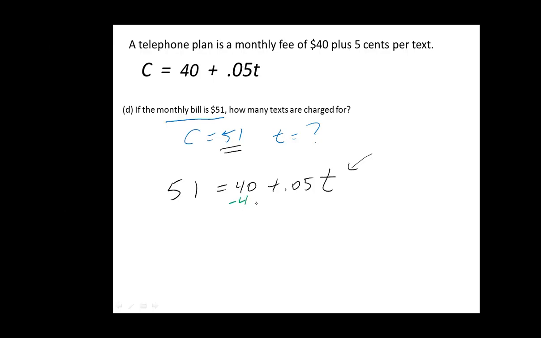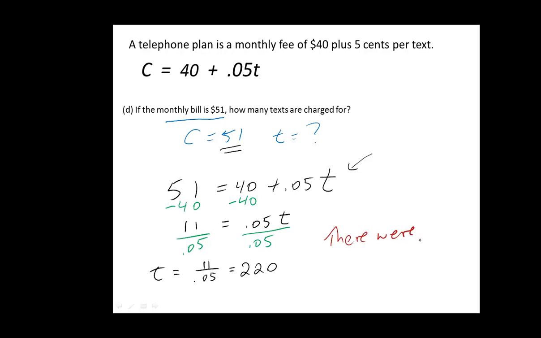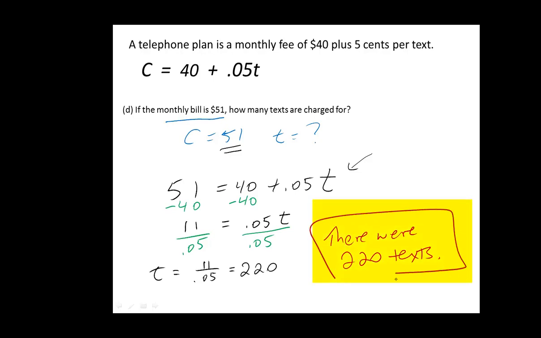Solving for t, I'm going to subtract 40 or add negative 40 to both sides. 11 equals 0.05 t. Continuing, I'm going to divide both sides by 0.05 in order to get t by itself. Here I'm getting t equals, well, that's 11 divided by 0.05. That comes out to be 220. Again, this is a word problem. I want to write my answer in a sentence. We're going to say there were 220 texts. And there's my answer.